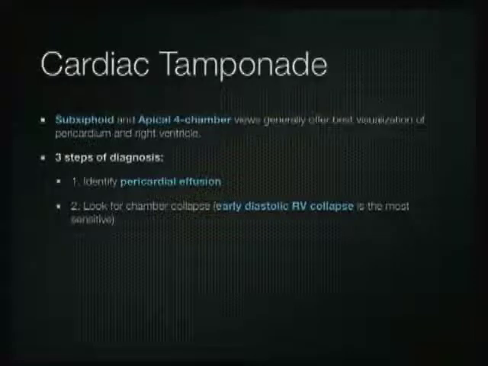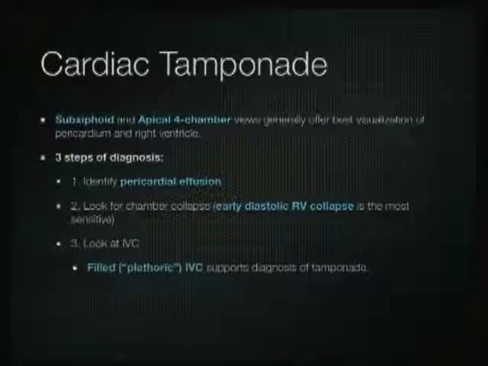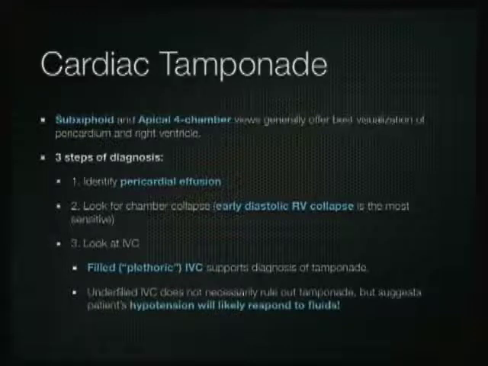Being able to differentiate early diastolic RV collapse is a little bit more challenging and takes practice. So start simply by just looking at the ventricles and seeing if a ventricle looks smushed or not. And 3, look at the IVC. A filled plethoric IVC supports the diagnosis of tamponade. An underfilled IVC does not necessarily rule out tamponade, but suggests the patient's hypotension will be that much more likely to respond to fluids.